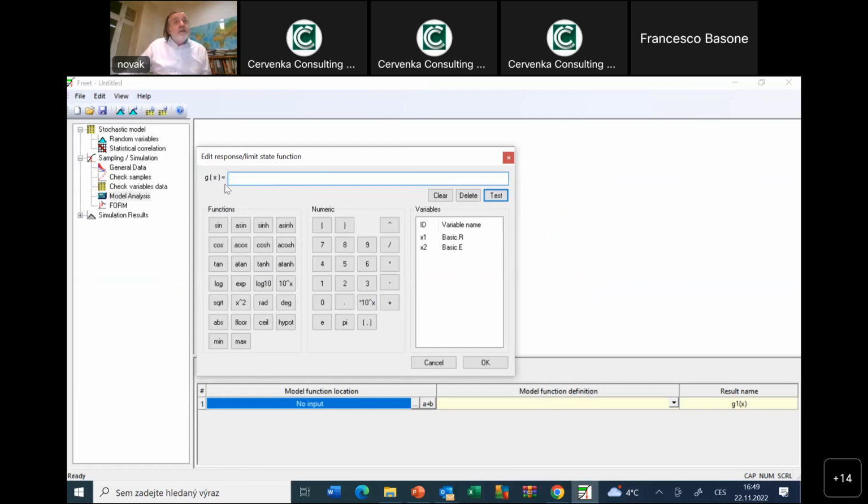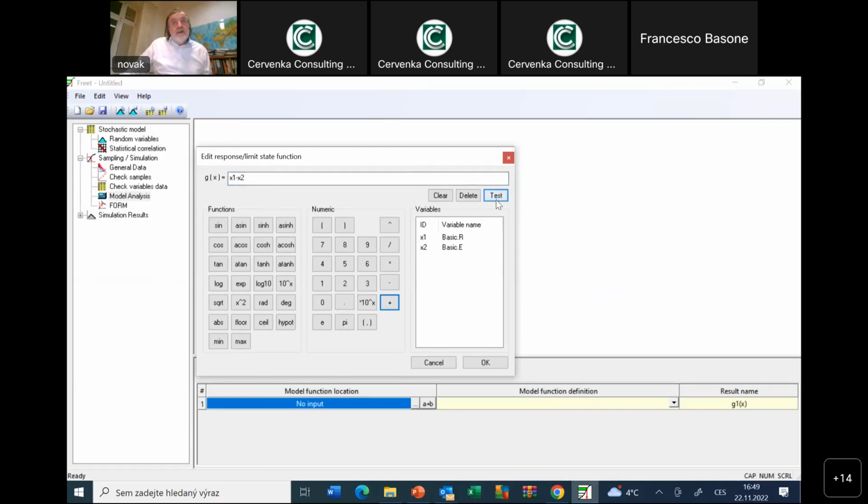So function gx, and here are my variables. X1 is a resistance, double click. I will put minus, double click, action of the load, right? And if the function is more complicated, I will put divided by 8 plus x2, etc. But my function is relatively simple. It's only this one.